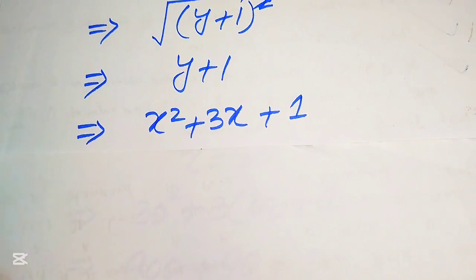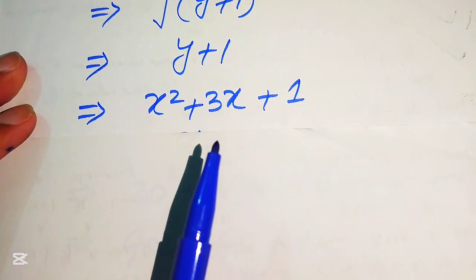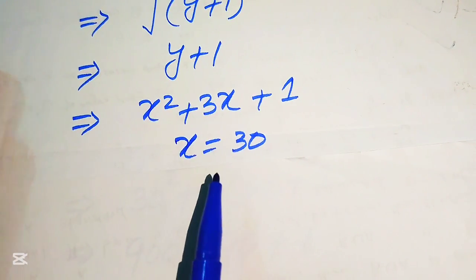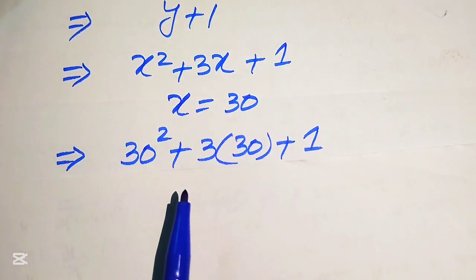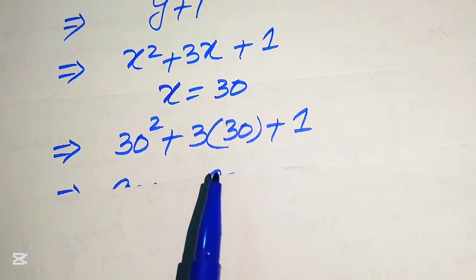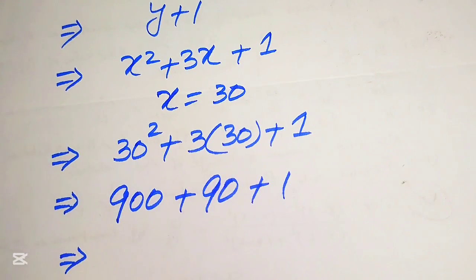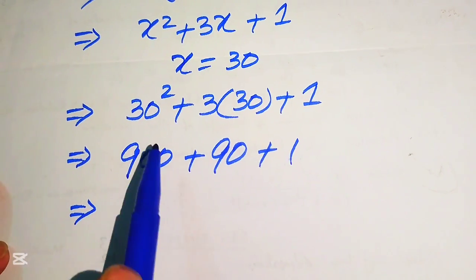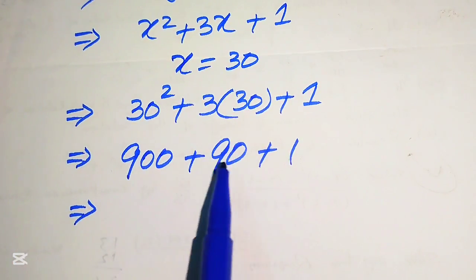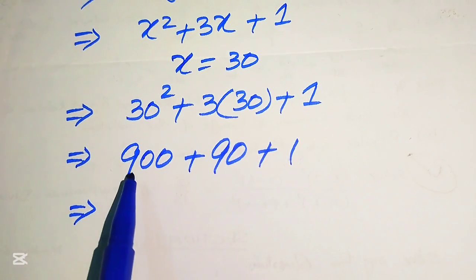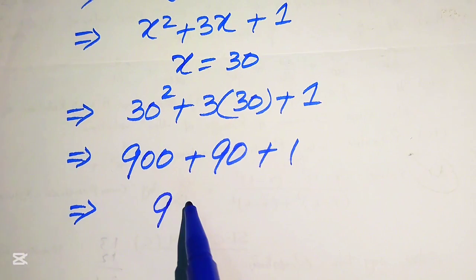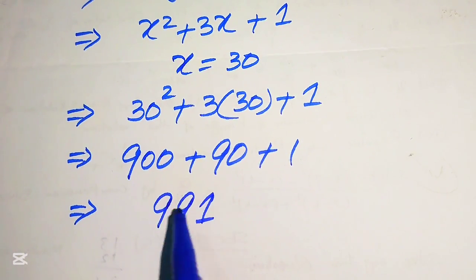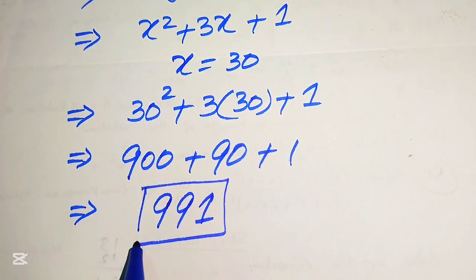And now from here, we need to put the value of x, and you know that the value of x is x equals 30. So when we put the value of x, we will get here 30 square plus 3 times 30 plus 1. And now the square of 30 is 900, 3 times 30 becomes 90, and plus 1. And now we can add all of these values, then finally you get here 991. So this is our final answer of this question.